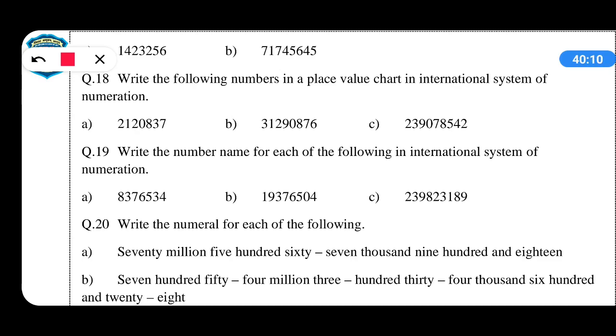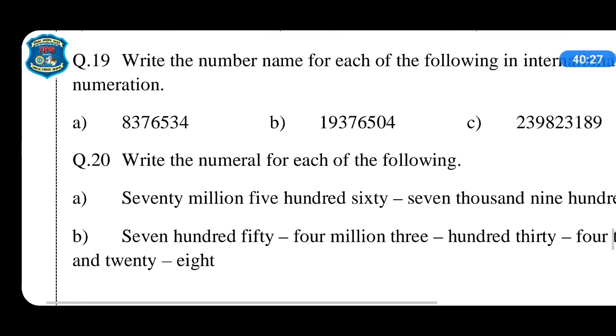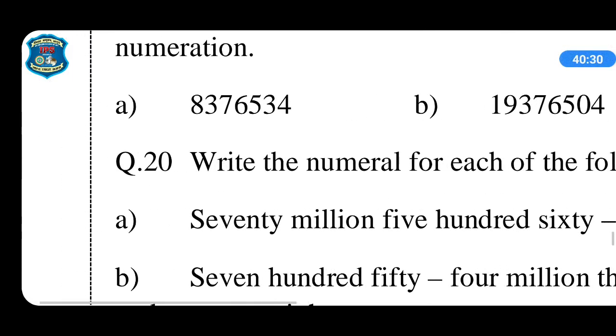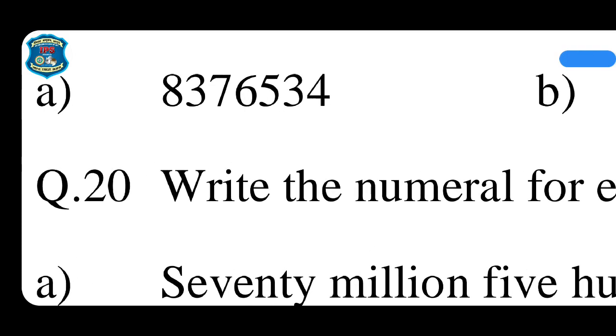18th question, right? Now question number 19. Question number 19 is, write the number name for each of the following in International System of Numeration. So in this question you have to write the number name according to International System of Numeration. So let us see. In words you have to write. So first you have to put comma. Ones, tens, 100, then 1000, 10,000, then 100,000, then put comma, then this is million.